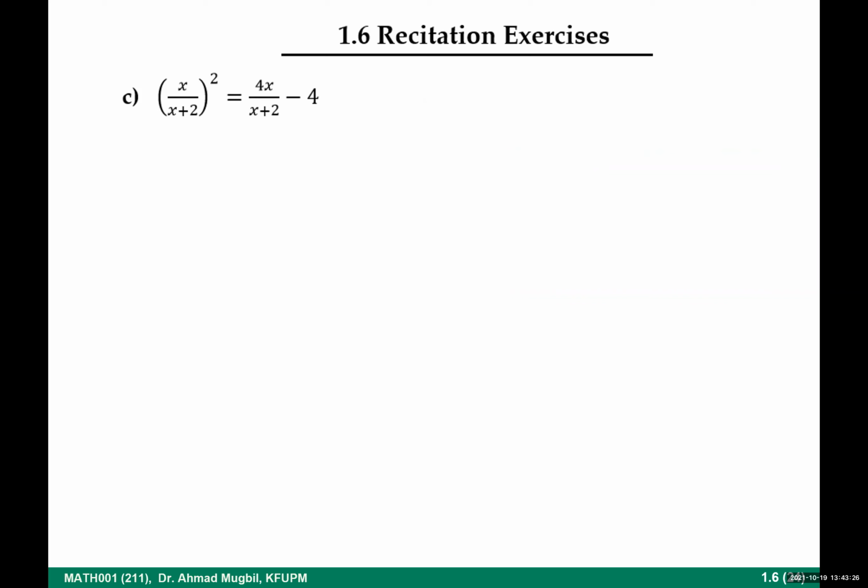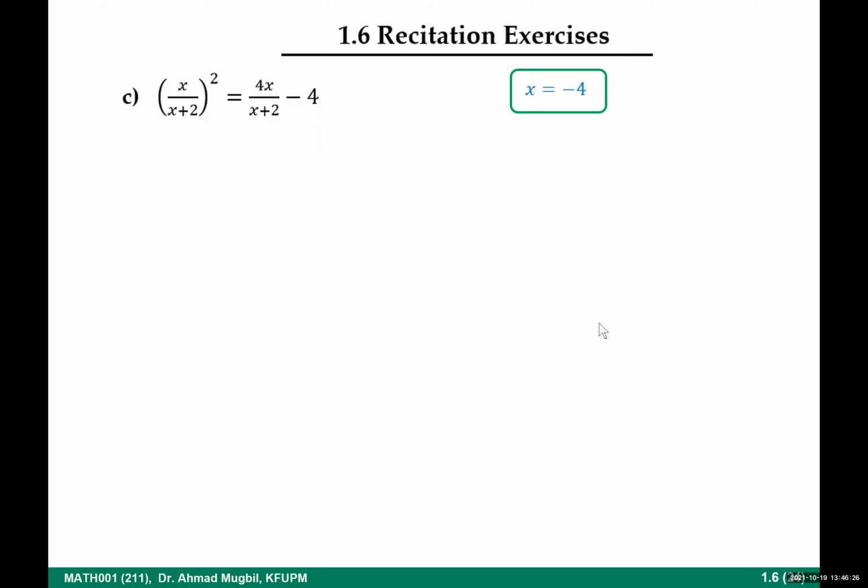We have time to practice by solving this. Try to solve this, guys. During that, I will take the attendance. So let's check the solution. It is -4.